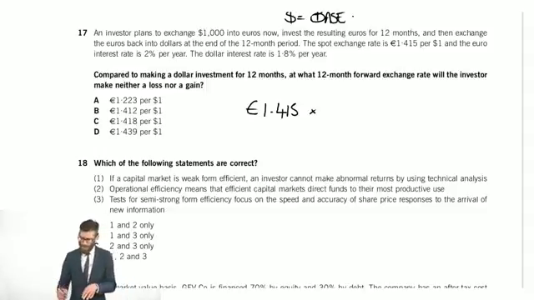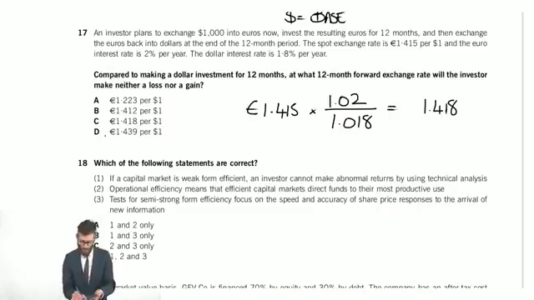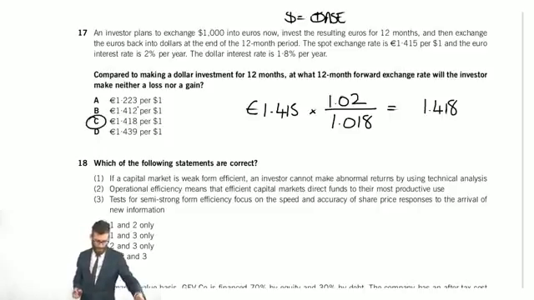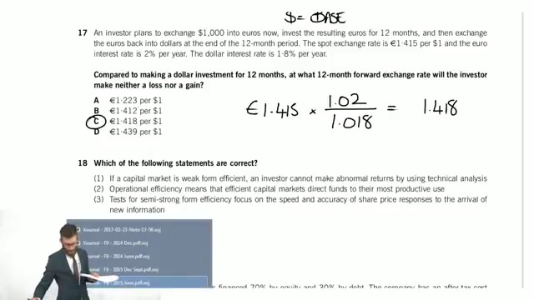I'm confident that if you follow the formula, 1.02 is the counter currency, 1.08 is the base currency, so 1.415 times 1.02 divided by 1.018 gives us 1.418, which is correct answer C. Correct answer C, 1.418.